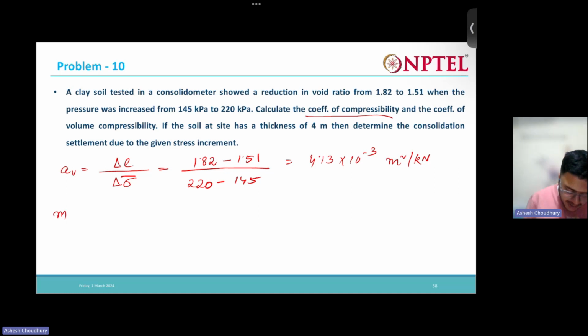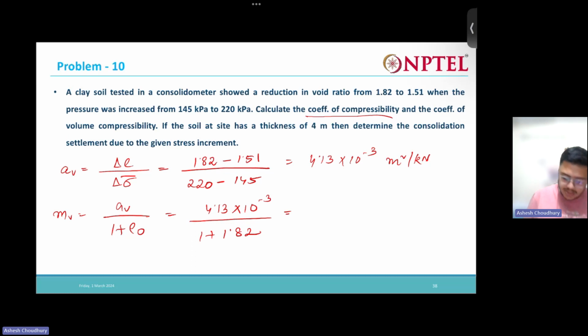Now MV. AV you determined, MV is very easy. AV by 1 plus e naught. So AV you know. Just calculate it. Very easy. Same unit. So AV and MV you have calculated. Right. Now you are asked to determine the consolidation settlement.